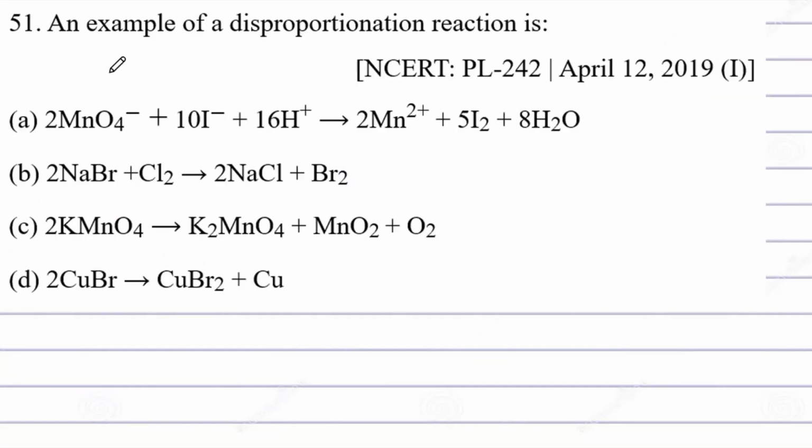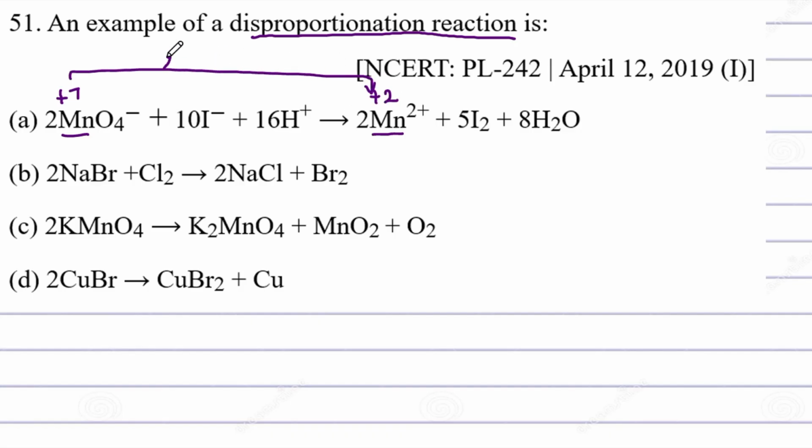The next question is, an example of disproportionation reaction is, so there should be both increase in oxidation state as well as decrease in oxidation state, because it should undergo both reduction and oxidation. So in the first equation, MnO4 minus plus 10I minus plus 16H plus is given. The oxidation state of manganese in MnO4 minus is plus 7, and in the product Mn2 plus is present, so the oxidation state is plus 2. So from plus 7 to plus 2, decrease in oxidation state. So it is reduction.